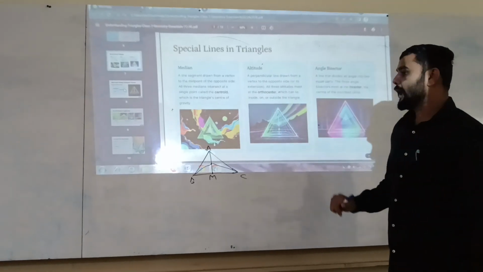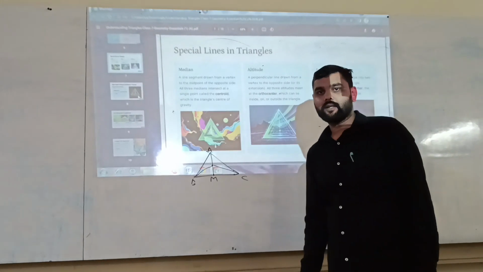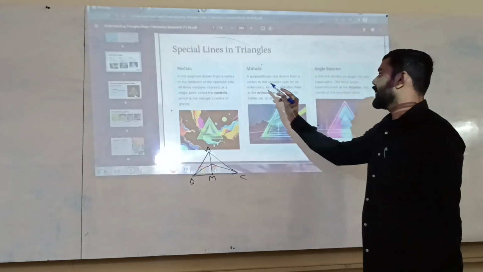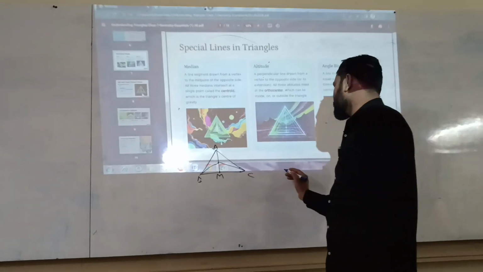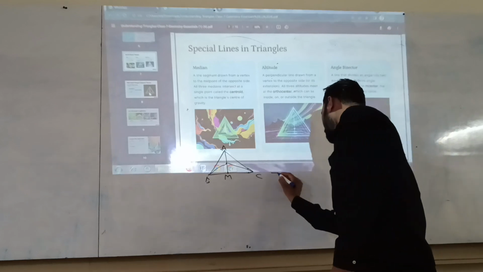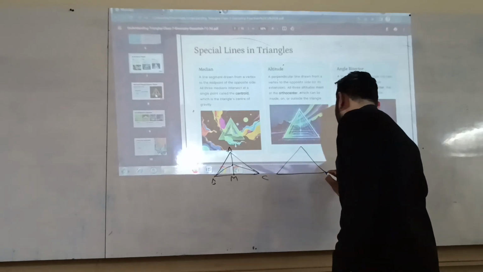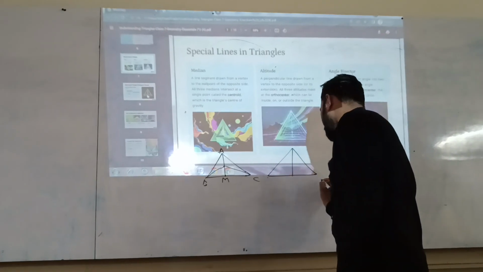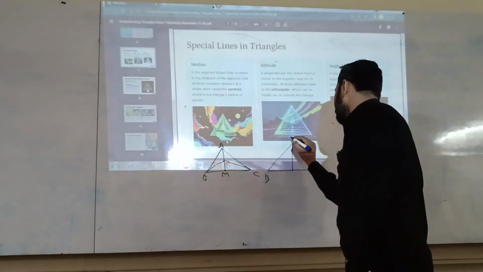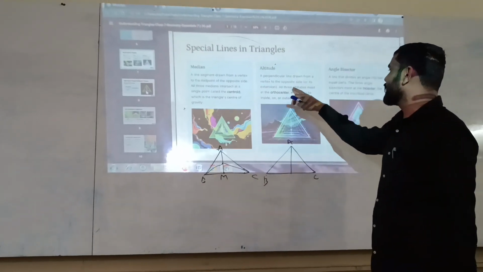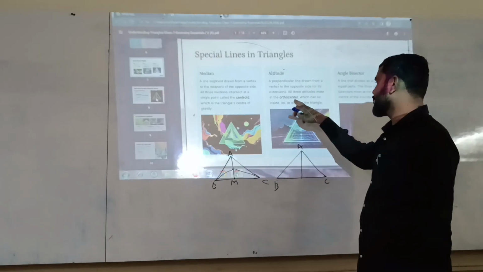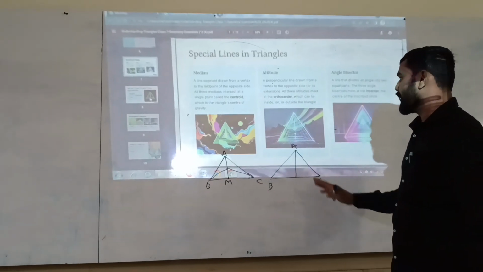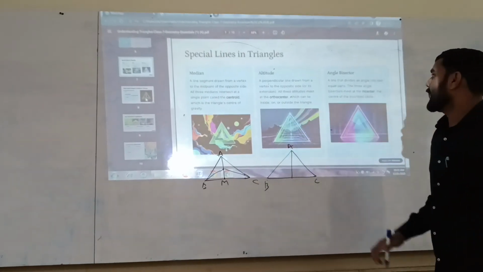Next one is the altitude. Altitude means the height of the triangle. It is a perpendicular line drawn from the vertex to the opposite side BC. All three altitudes meet at the orthocenter, which can be inside or outside the triangle.